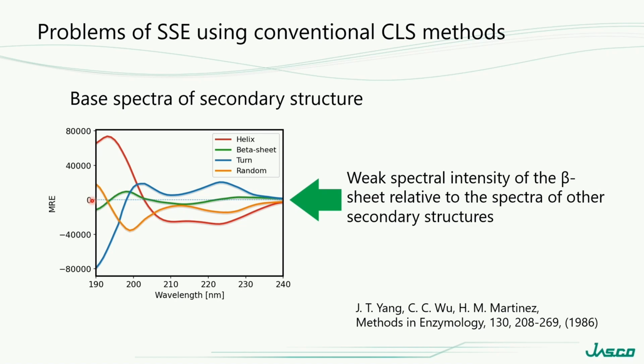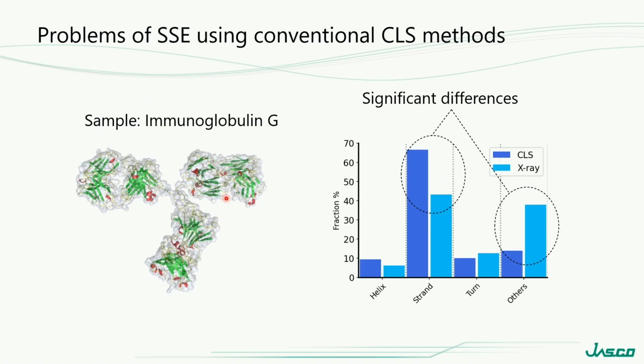The CLS method has major challenges in estimating the beta sheet. The spectral intensity of beta sheet is considered small compared to other base spectra, like helix. So CLS does not work well for analysis of beta-sheet-rich proteins like therapeutic antibodies.